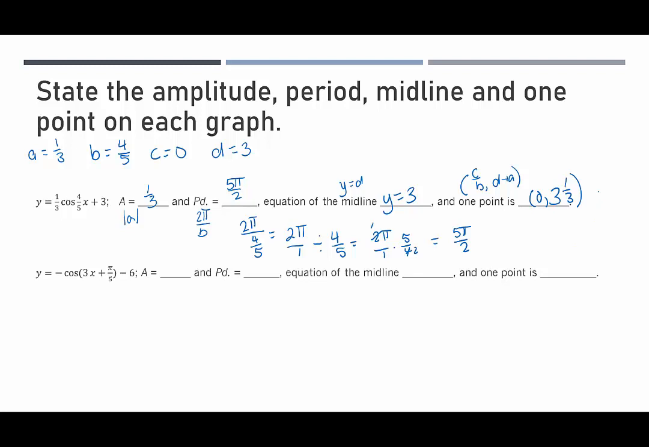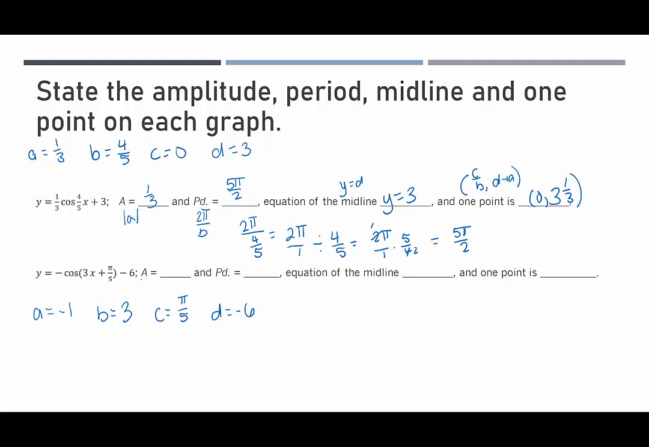And we're going to do more examples of that. So I know that was a lot to absorb right there. I just want to focus on these 4 things. So hopefully you're still with me on these 4 things. Okay, last example for this particular presentation. We have a is equal to -1, b is equal to 3, c is equal to pi over 5, and d is equal to -6.